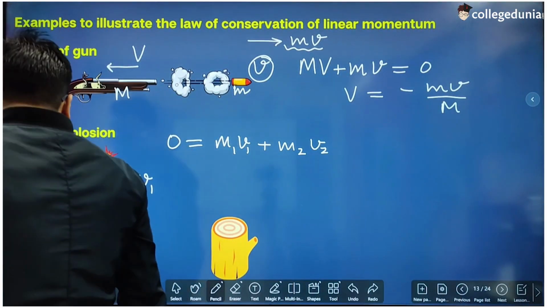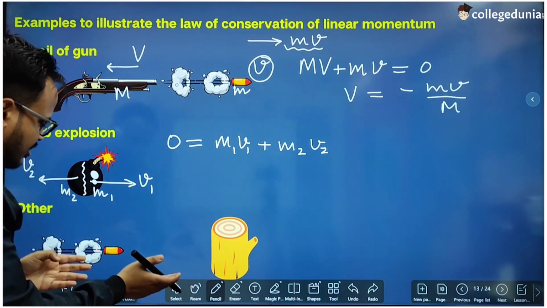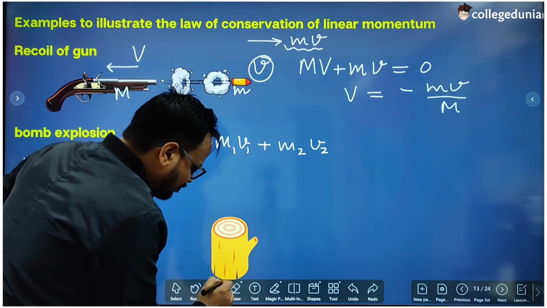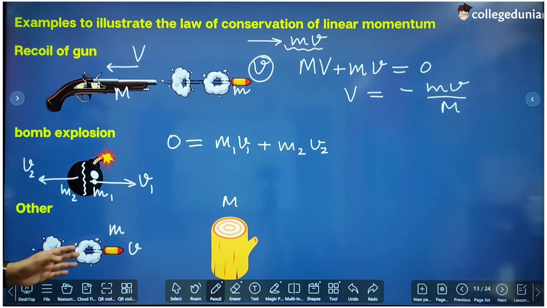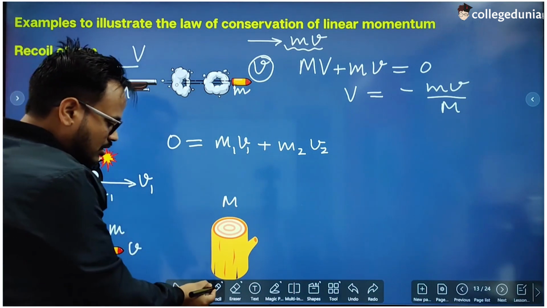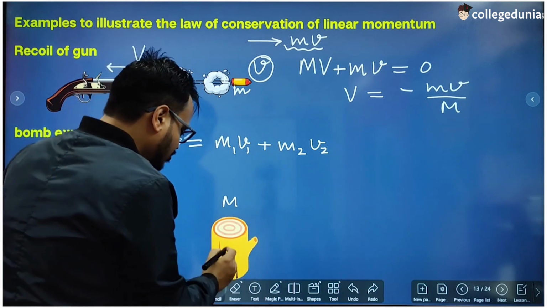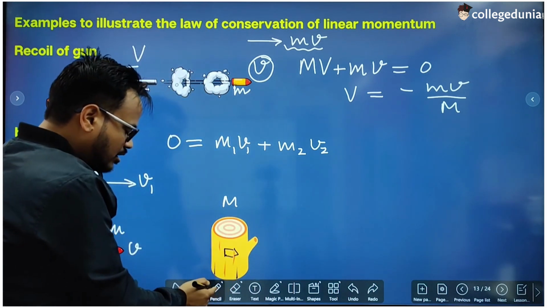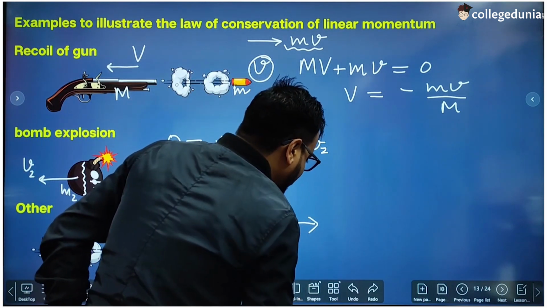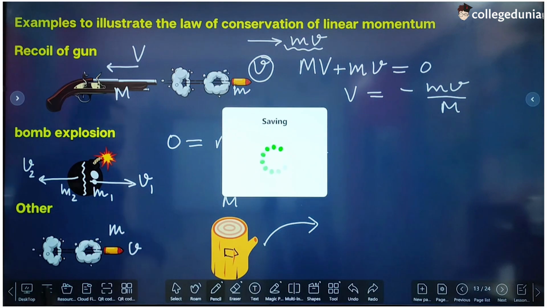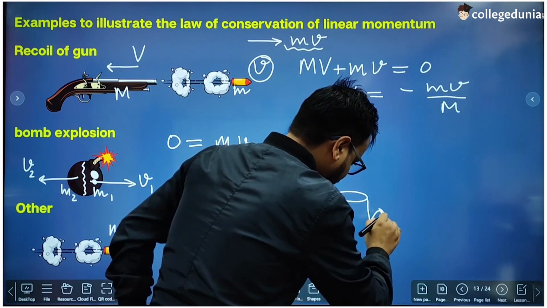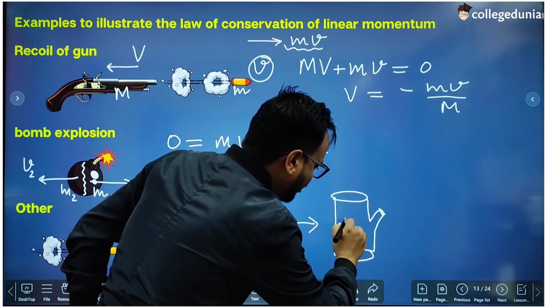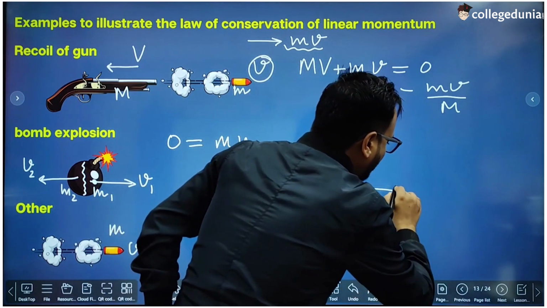Okay. There can be some other situation also, like this bullet is coming towards this wooden plank. Let's say the mass of the plank is capital M and the mass of the bullet is small m, and the velocity with which this bullet is coming towards the plank is v. Now when this bullet hits the plank, it gets embedded in the plank, and both of these will now move with the same velocity, right? Because now this bullet is nothing but a part of the plank. Now they are both moving with a common velocity v.